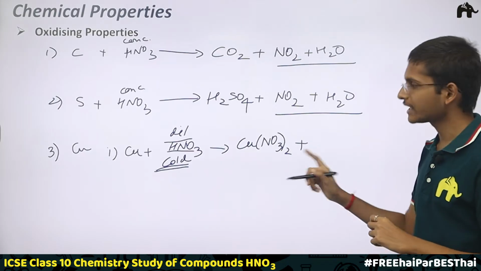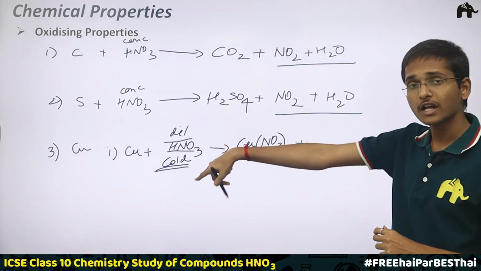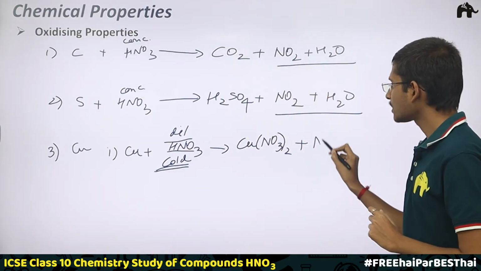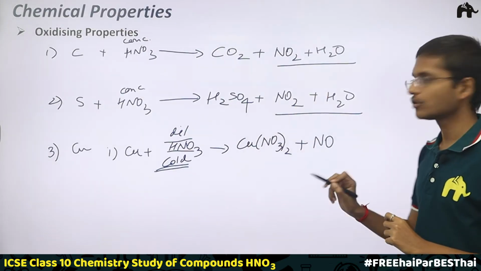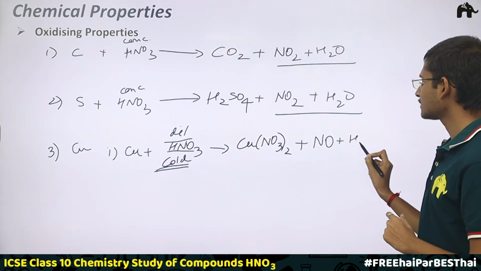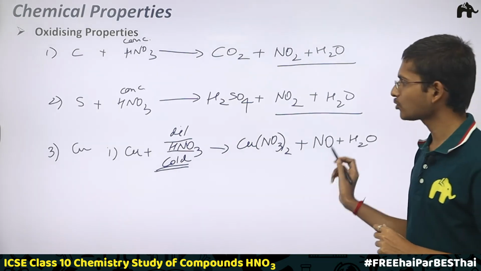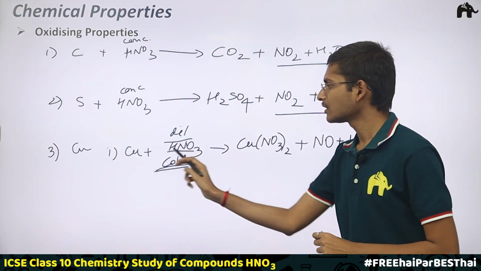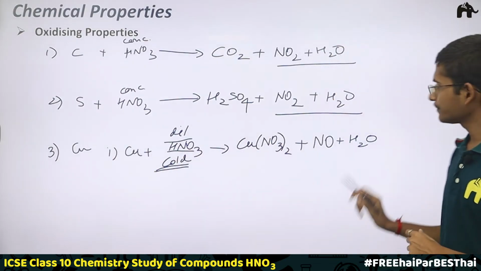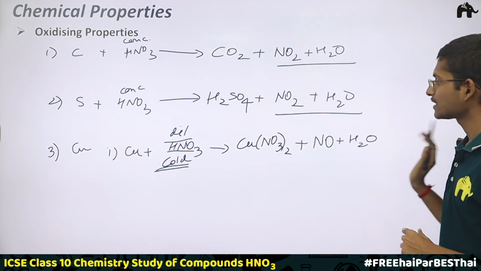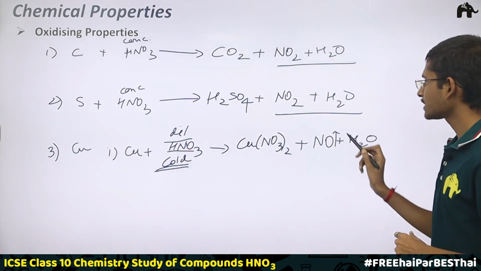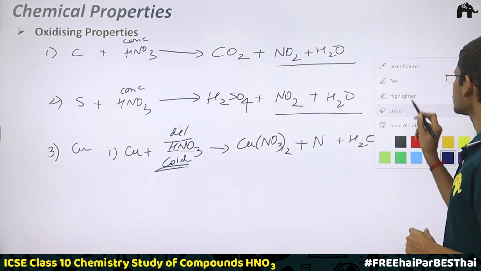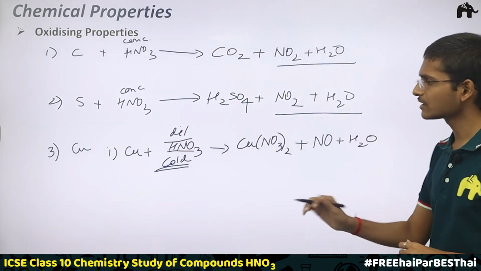You just don't forget this. When cold dilute nitric acid is used, nitric oxide would be formed, and the other thing is water, simply. Copper nitrate, HNO3, copper nitrate, nitric oxide and H2O. So this would be the products here. Forget about the liberation and all those things, nitric oxide would be formed. That's it, no need to go into much detail.